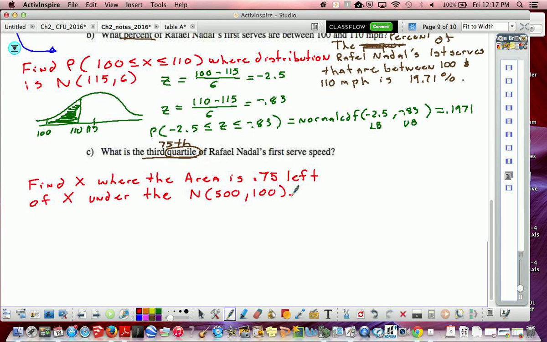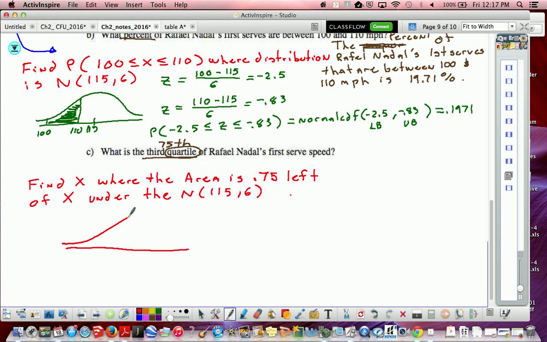Isn't it 115 and 6? Oh my goodness, yes, thank you. Why was I using SAT scores? That was the last problem, where the mean is 115 and the standard deviation is 6. Thank you for that catch. After I do so many problems, you know.